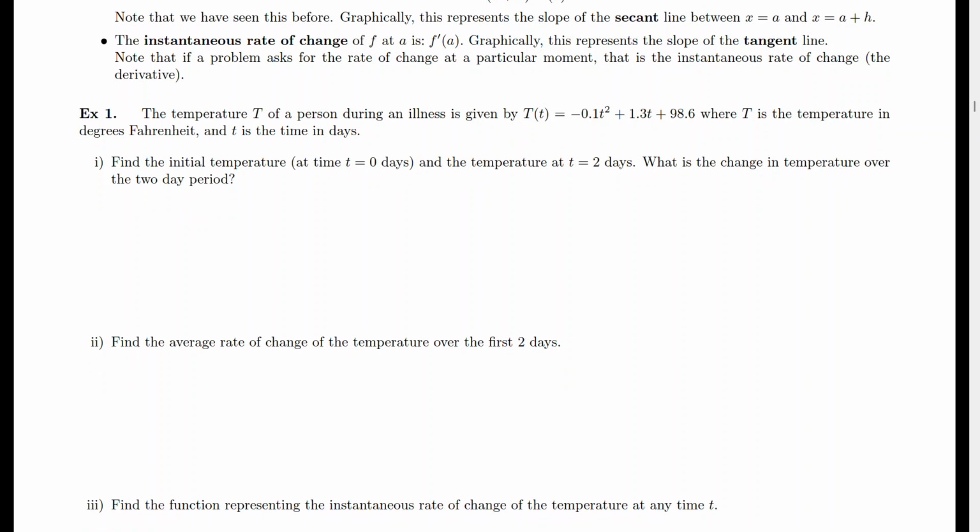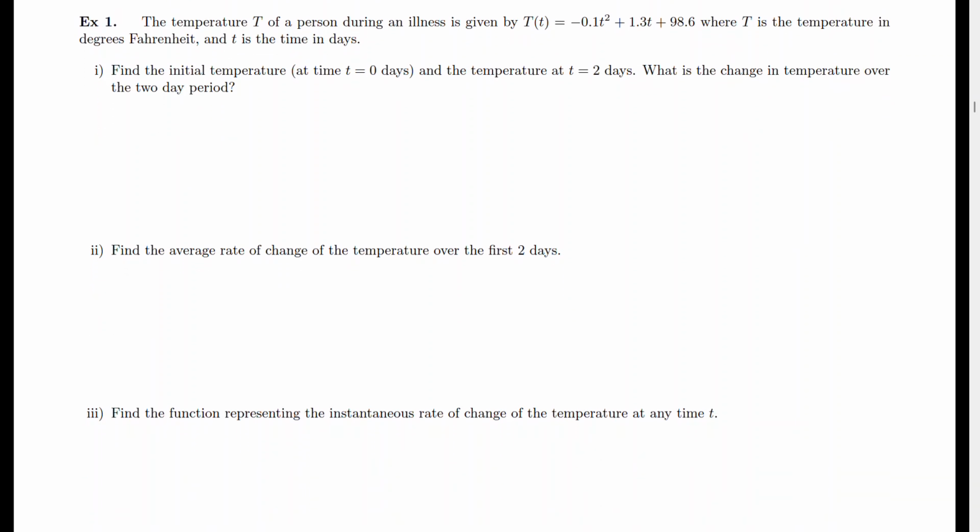So let's talk about example number 1, and we'll see some of these terms being used here. We're told in example number 1 that the temperature T, capital T, of a person during an illness is given by the function capital T of small t, equal to negative 0.1 t squared plus 1.3 t plus 98.6, where capital T is the temperature in degrees Fahrenheit and small t is the time in days. So this function basically tells me the temperature of the person during the illness.